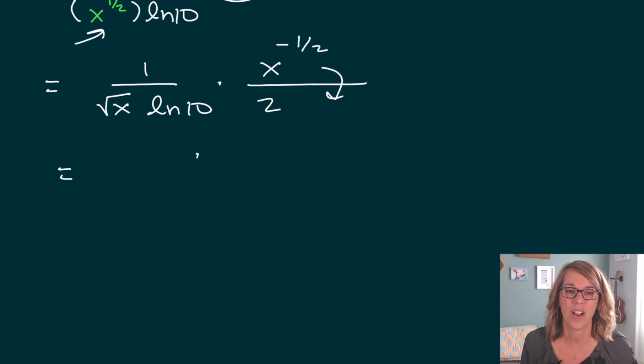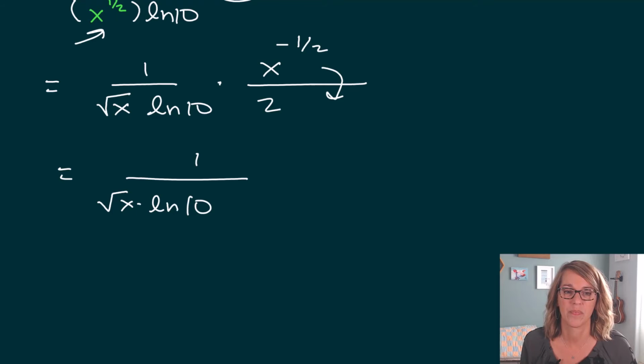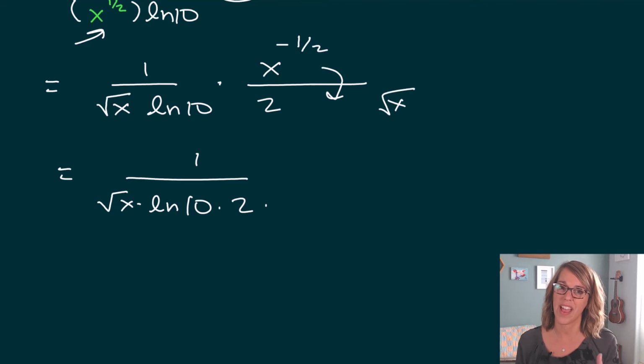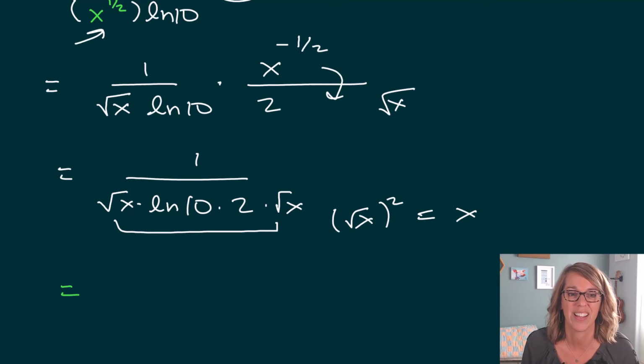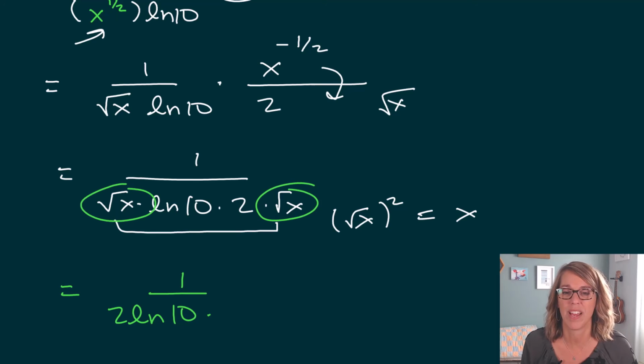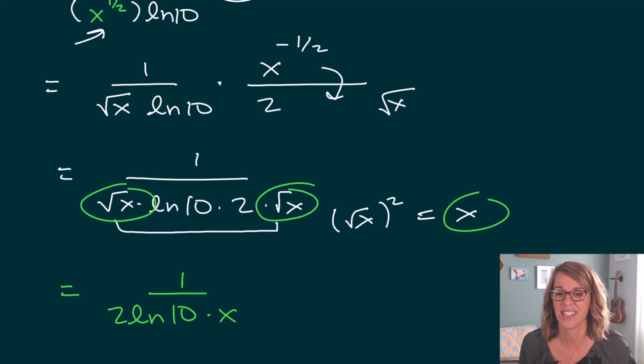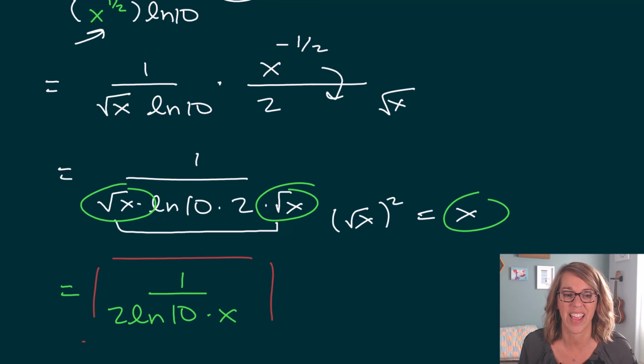And I get 1 in my numerator, square root of x, a natural log of 10, a 2, and this x to the 1/2 power is really going to be a square root of x when I bring it into the denominator, square root of x. These two right here are a square root of x squared, so that's going to give me an x. So what do I have? 1 is in my numerator. I've got a 2, I've got a natural log of 10, and these two multiplied together become just an x, and this is my answer.